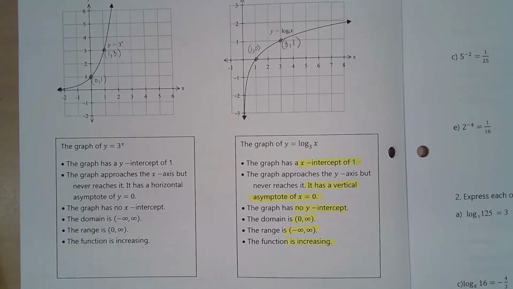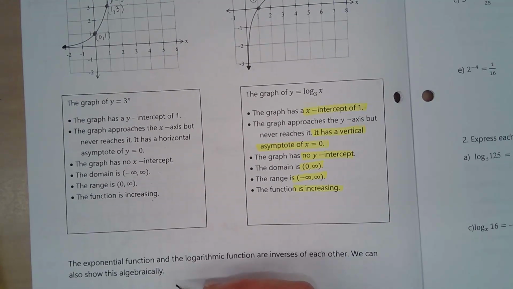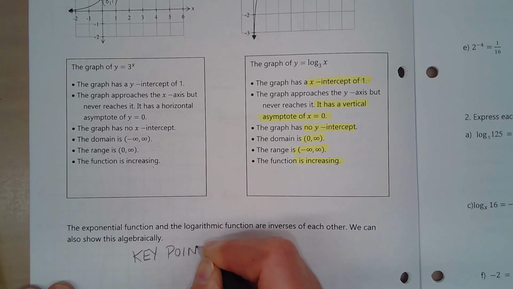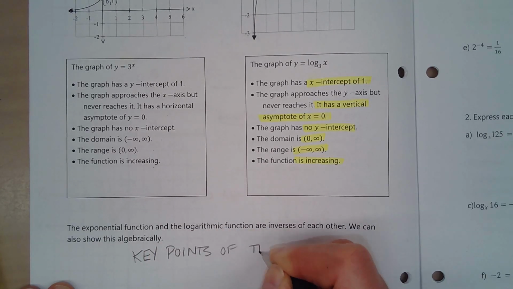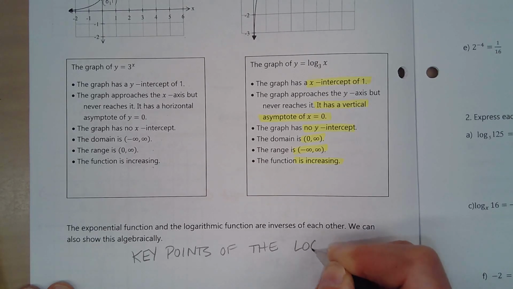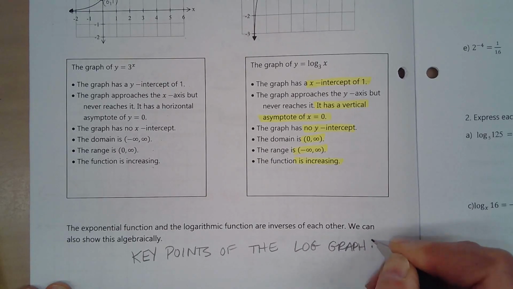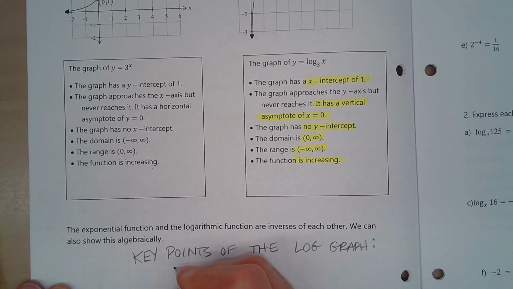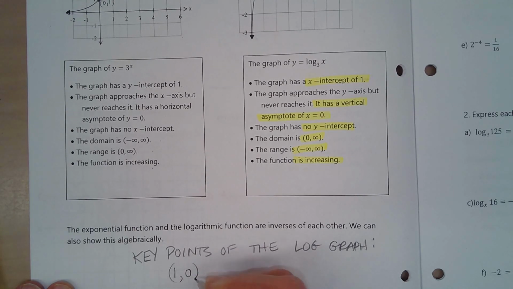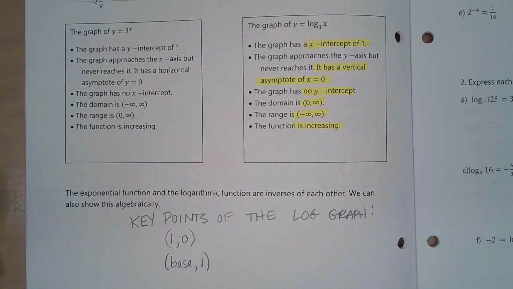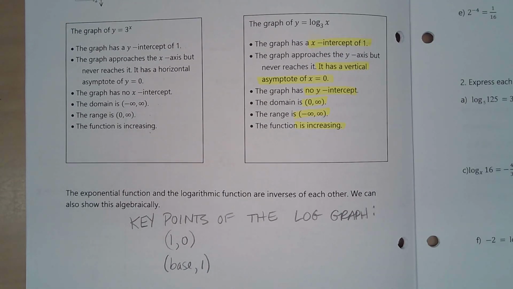So let's just note the key points of the logarithmic graph. Okay. So instead of (0, 1), it's going to be (1, 0), and whatever the base is, comma 1. And that little subscript is still called the base, right? We say log in base 3 or log in base 2.